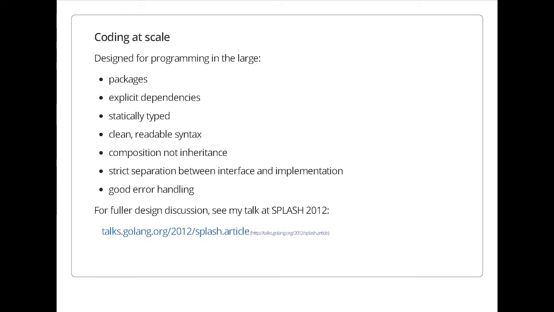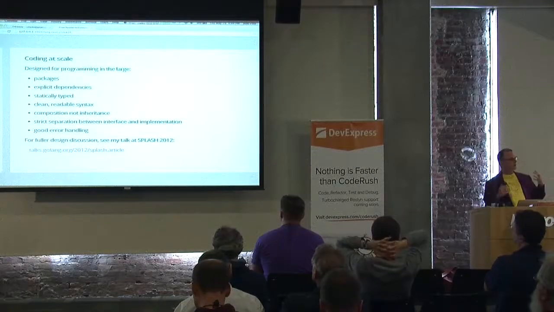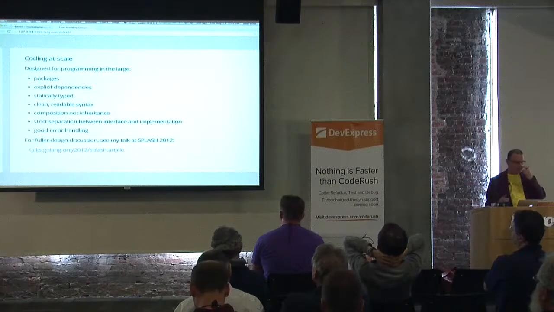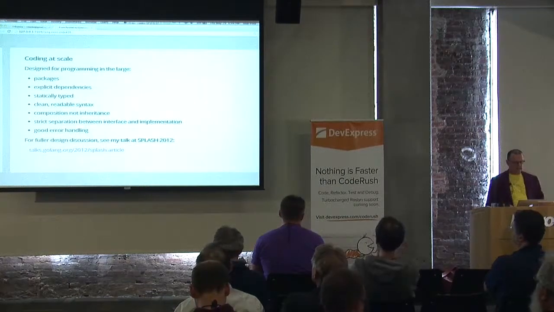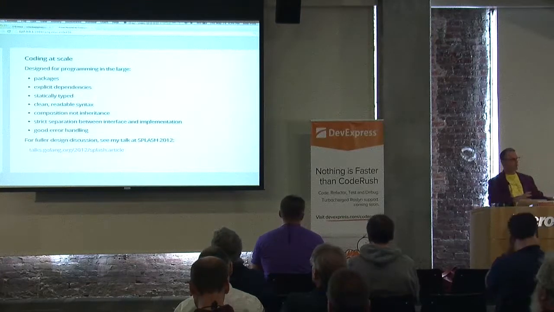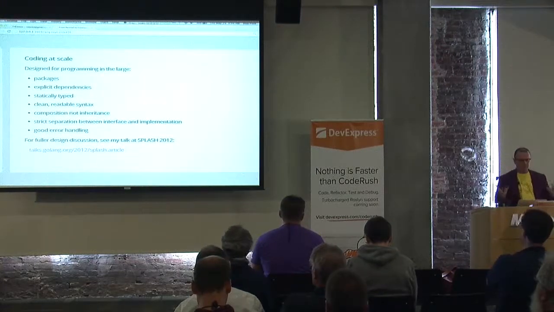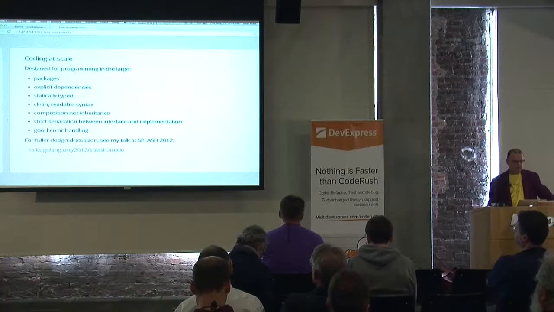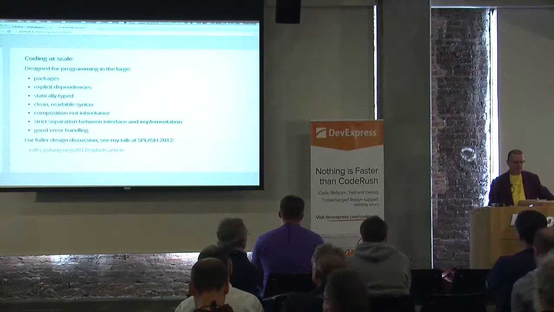Packages and dependencies are really well designed and clean. They're very efficient. The language is statically typed. The syntax is clean and readable, designed for really easy tooling and IDE development. It's a focus on composition rather than inheritance as a type system. I can talk about types some other time. There's a very strict separation throughout the language between what the interface to your thing is and what the implementation of the thing is, which makes all this really nice and composable. And there's an interesting error model that some people object to, but I think is really important.